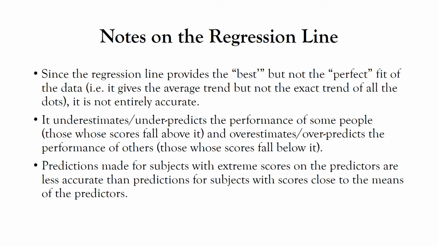And sometimes the predictions that those scores help make won't be entirely accurate. Others will prove themselves and have grades that are better than their UP expected grades. Others naman will underperform and they will end up with lower grades compared to what were predicted for them. So ganito rin sa regression line, it's not a perfect predictor of the dependent variable. Sometimes it will err, sometimes it will be accurate, sometimes naman it will underestimate or overestimate. That's why predictions made for subjects with extreme scores on the predictors are less accurate than predictions for subjects with scores close to the means of the predictors.